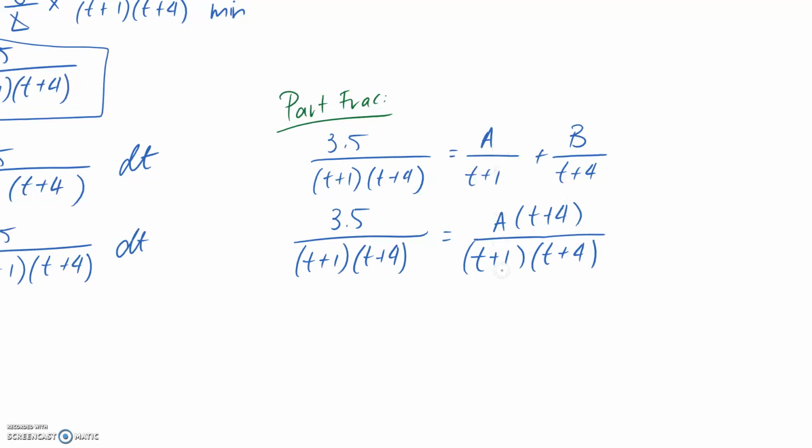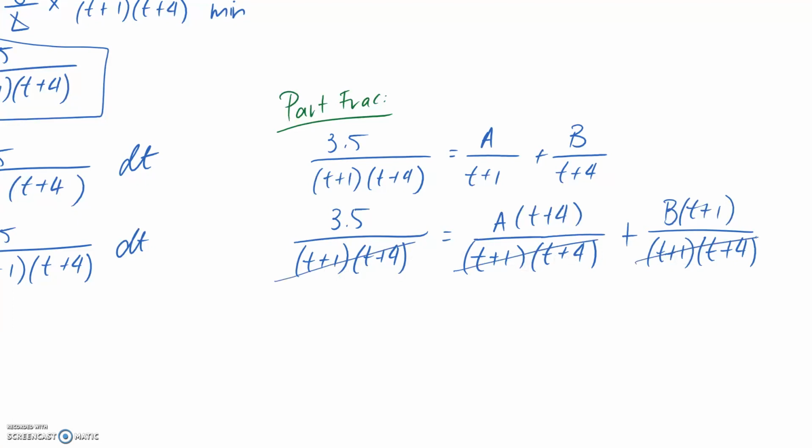So this line and this line remain equal. If I do the same thing for my second term, this one needs to be multiplied by the t plus 1 part to get that common denominator, and I need to make sure I do it for top and bottom line so that it remains equal. So now everything has this common denominator.